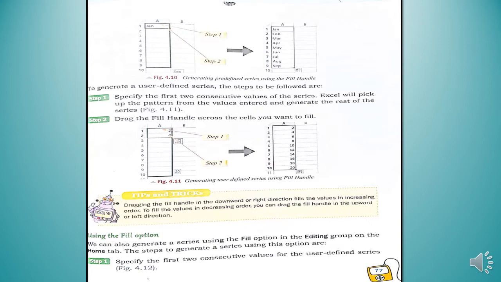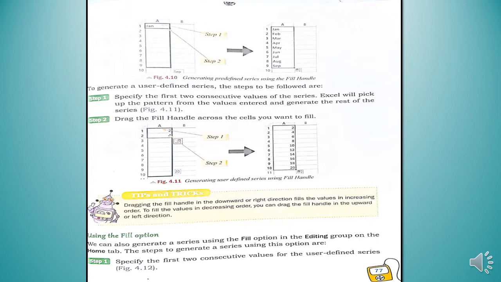Step 2. Drag the fill handle across the cells you want to fill. You can drag the fill handle across the cells and fill them as far as you want. As you can see in figure 4.11, a series of even numbers is created from 2 till 20. So it's a user-defined series.